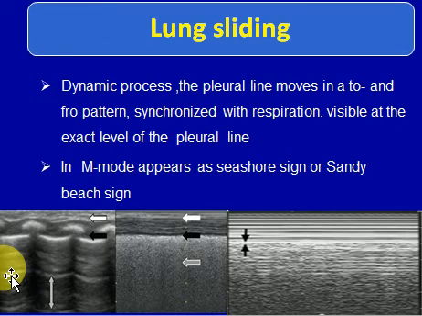What is lung sliding? It is a dynamic process. The pleural line moves in a to-and-fro pattern, synchronized with respiration, visible at the exact level of the pleural line. In M mode, it appears as the seashore sign. Lung sliding appears as dots, and the static part of the muscle and the skin appear as the wavy line.